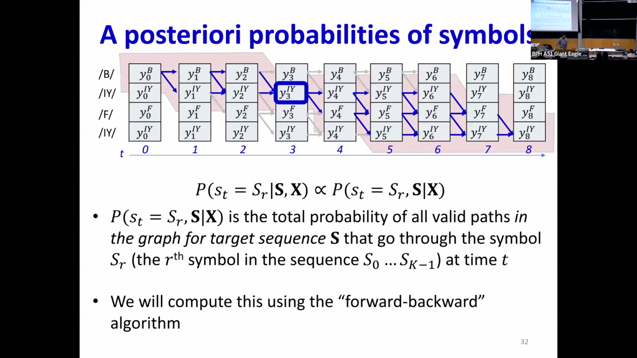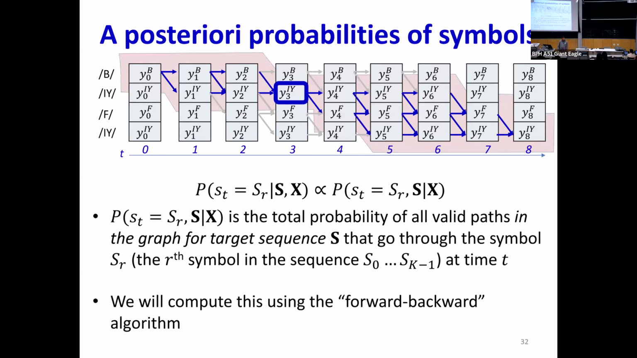Let's look at this figure over here, right? So what we really want is the probability of this subportion of the graph. If I compute the probability of this subportion of the graph, it's going to tell me something about what is the probability of aligning the third input to the symbol E.